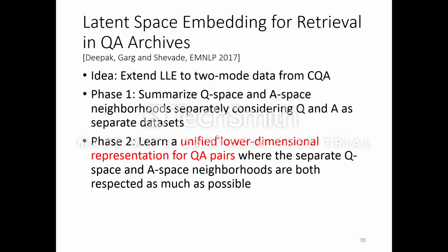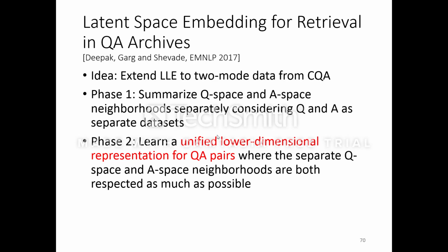And then in phase 2, you learn a unified lower dimensional representation for QA pairs, where the separate Q space and A space neighborhoods are both respected as much as possible. So you're trying to learn a single representation, a single vector for every QA pair. So it was a single vector for the question part, another vector for the answer part. Now you're trying to collapse them into a single vector.